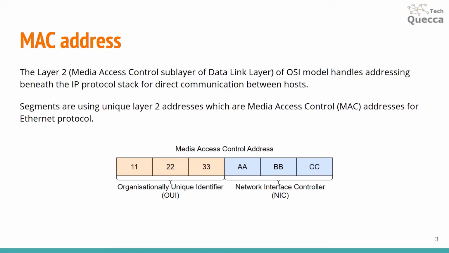Let's speak about MAC addresses. The data link layer for direct host communication uses addressing beneath the IP protocol stack. Each packet from the network layer receives a header and trailer to form a frame at this layer. The header contains a unique identifier, or media access control MAC address, for communication within a network segment for the Ethernet protocol. Other layer 2 protocols use an entirely different method for layer 2 addressing. In the OSI model, MAC addresses are used in the media access control sublayer of the data link layer.